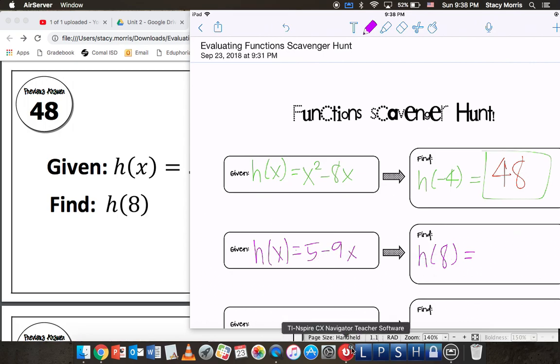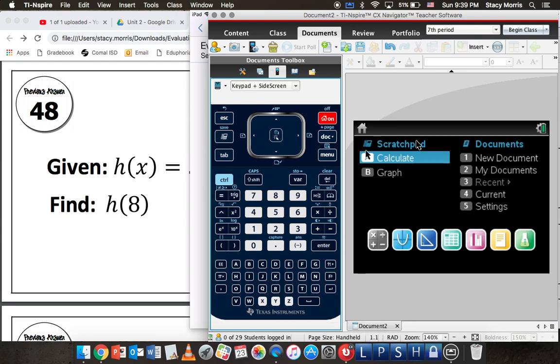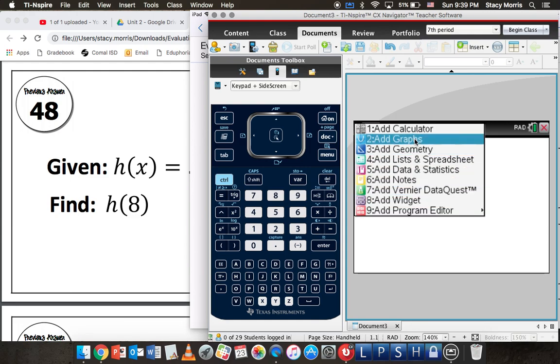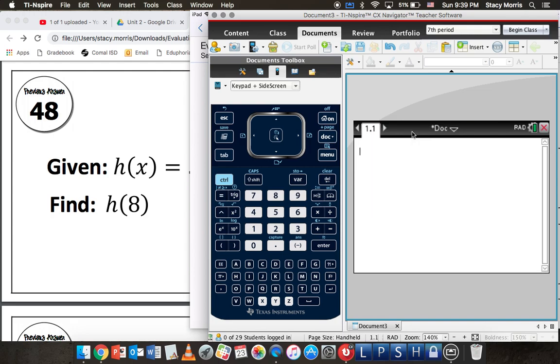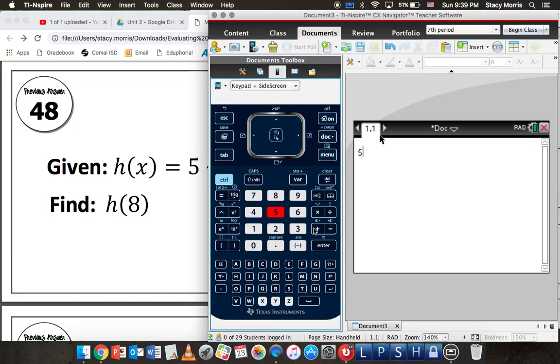Okay. All right, so using my calculator, again, you could do the graph page again. You would just do home, new document. No, you don't want to save. You could add a new graph and start all over. Okay, I'm going to show you how to do it with a calculator, though. So using a calculator, we can type in just this part of the equation. We don't have to put the h of x equals. We can just put 5 minus 9x. So I'm going to type in 5 minus 9x.